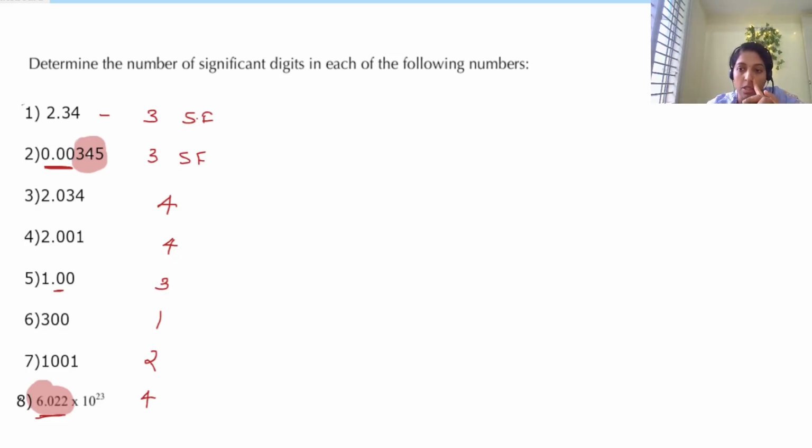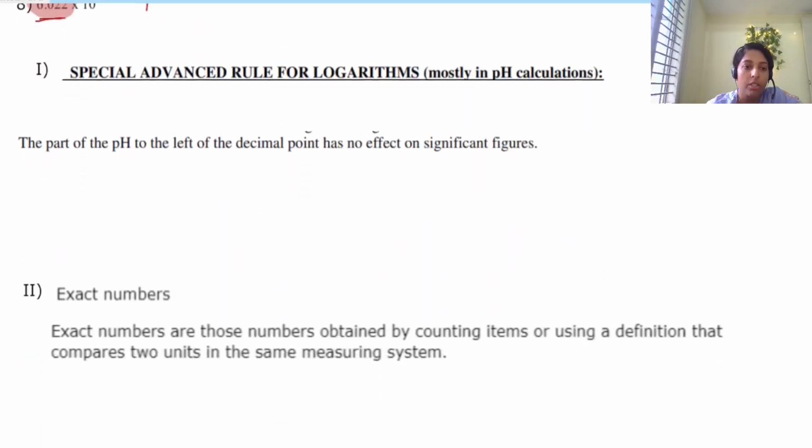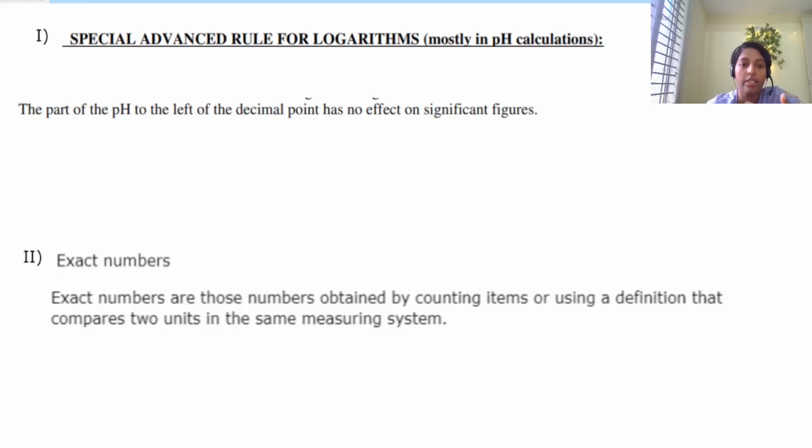This is the rule for counting. Okay, right. Then there are some special cases. Okay, what are the special cases? There are two special cases I can tell. One is when you are dealing with a logarithm like pH. Mostly you are doing pH calculations. Okay, while you are telling pH is equal to, suppose, 6.32, is the pH.